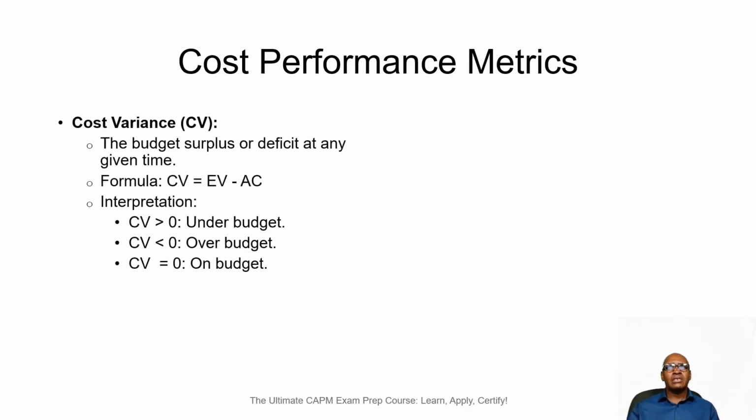We have the cost performance metrics and the cost variance, which is given by the formula EV minus AC, where AC is our actual cost and EV is our earned value. And the CV, if it is greater than 0, it tells us that we are under budget. If our CV is less than 0, then it says that we are over budget. Again, positive is good, negative is bad. And if it is equal to 0, we are on budget.